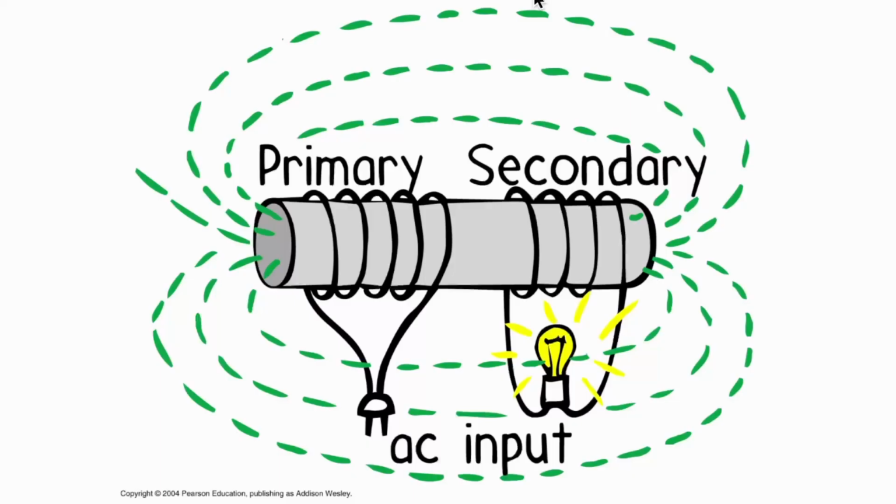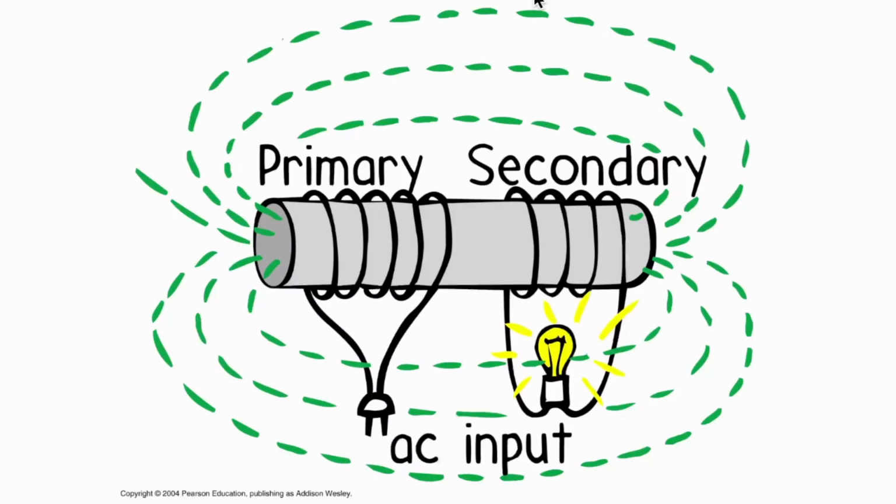A transformer is the physical manifestation of Faraday's law in your daily life. This is not what they actually look like on the inside, but they consist of a central core, a common bar around which two different coils are wound. You send AC into the side called the primary coil, and whatever magnetic flux is in the primary coil is matched, because they share the same core, by the secondary.